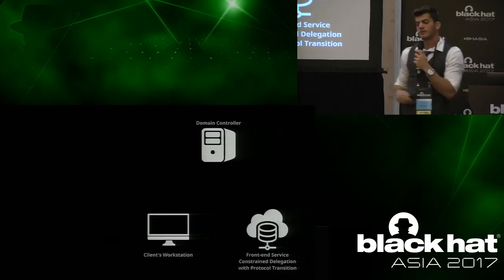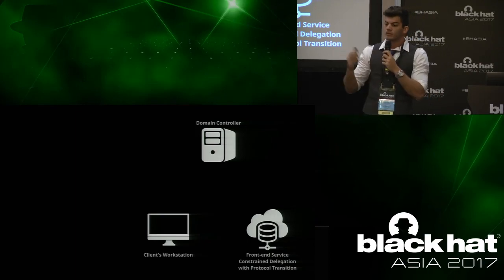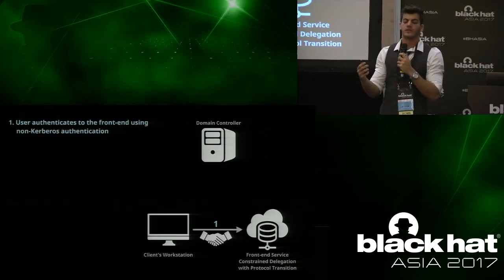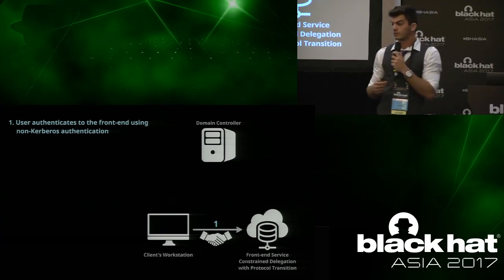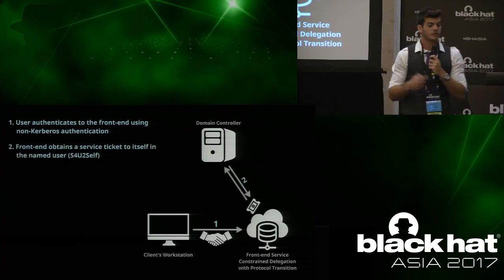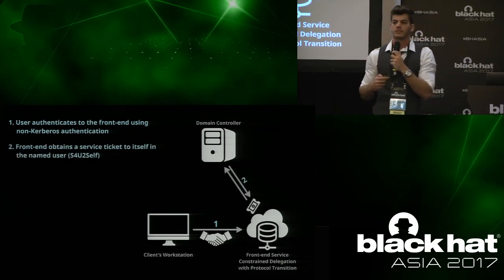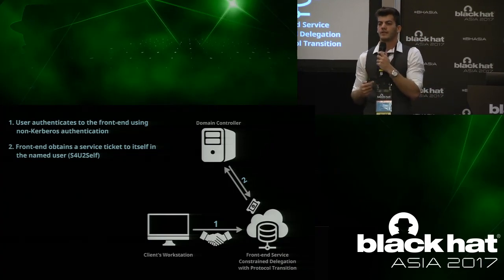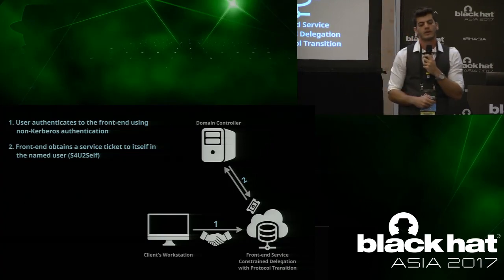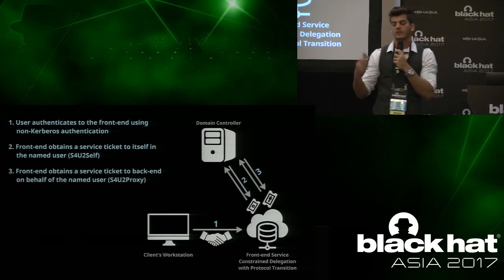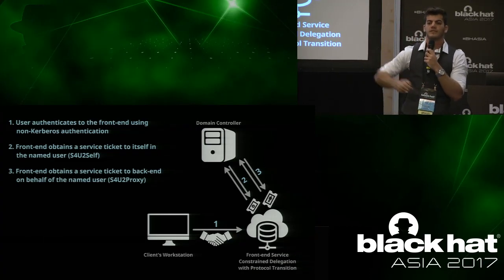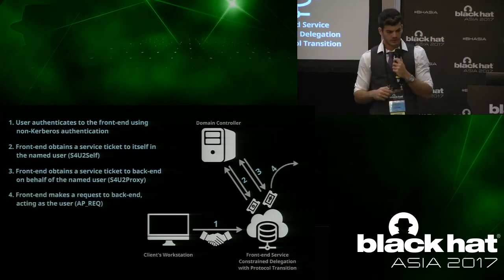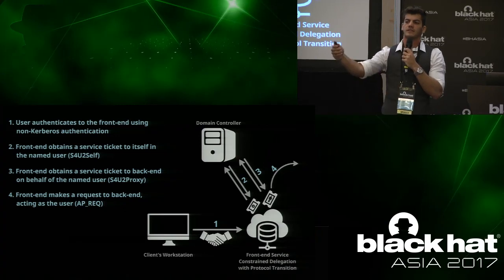So let's look at how it works behind the scenes. First, the client authenticates to the front end using a non-Kerberos authentication, because we can use protocol transition. Then the front end uses the Service for User to Self extension to acquire a service ticket on behalf of the user to itself. Later, with that ticket, we can use Service for User to Proxy to obtain an additional service ticket to access the backend. And finally, with that ticket, we can access the resource to act on behalf of the user.